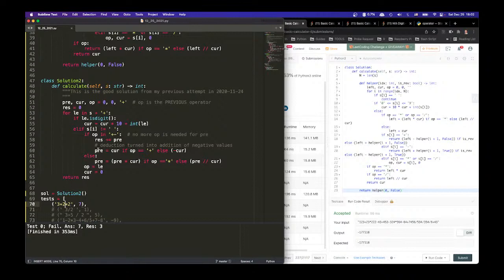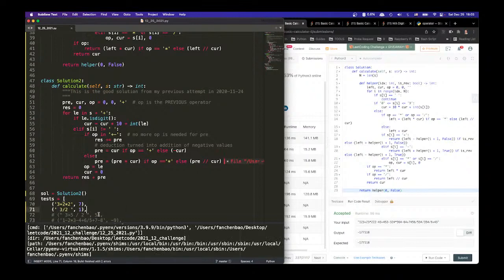current is pointing to this plus, so the operator now is multiplication. So we go here. Pre is equal to 2 times 2, so it's 4. So pre is 4. Then the operator becomes a plus sign. Current is 0, going up, coming out. So I think what we can do is just res plus pre. But this one's still not right.